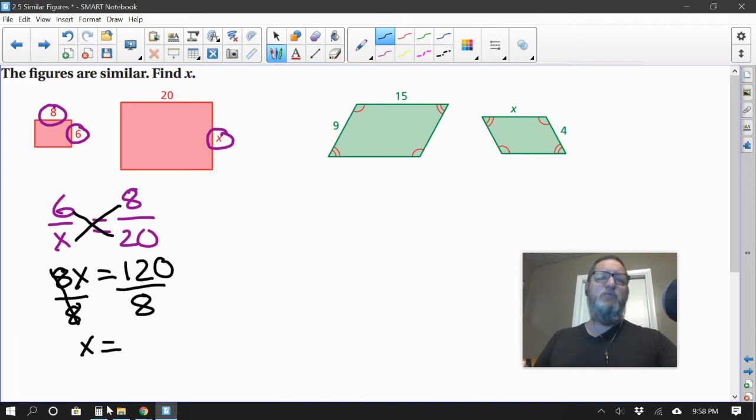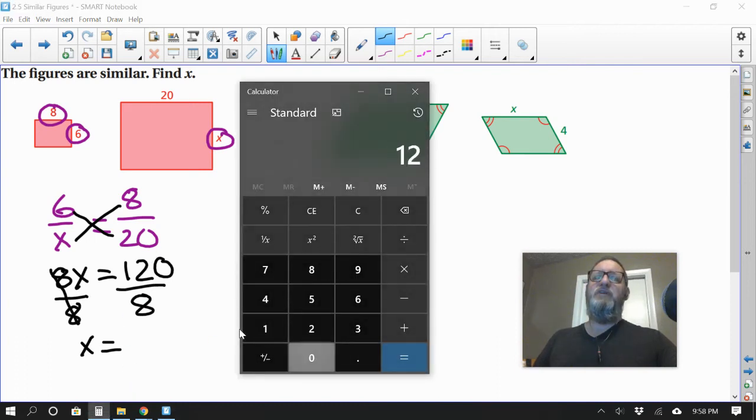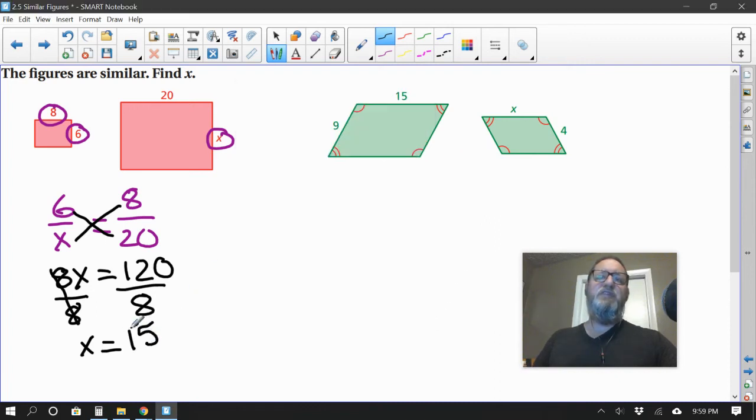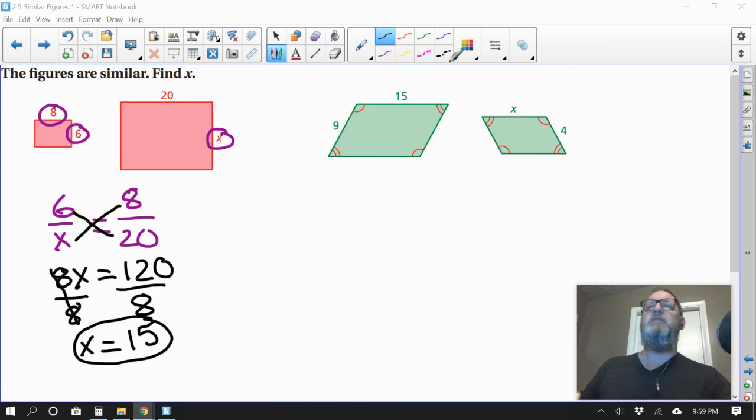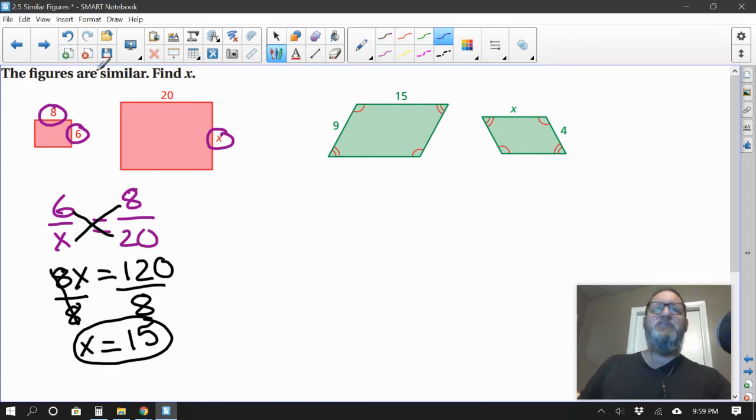So now we know what x equals. How many 8s go into 120? Well, let's find out. 120 divided by 8, 15. So x equals 15. There we go. And now we could plug this back in, do the cross products, but they're both going to equal 120. All right. So now we're over here. And now, again, we don't have to figure out whether or not they're similar. They already said they're similar. We just have to find the x value.